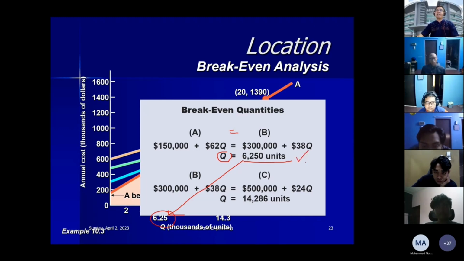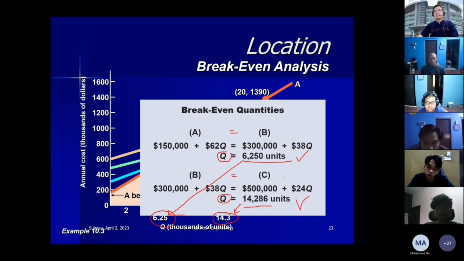Okay, good. And meanwhile, for the intersection between line B and line C, we can assume B equals the C line. So we put all the formulas here and we find the Q. We get the answer 40,286 units, which proves that our graph answer of 40.3 thousand units is correct. So there are two ways.